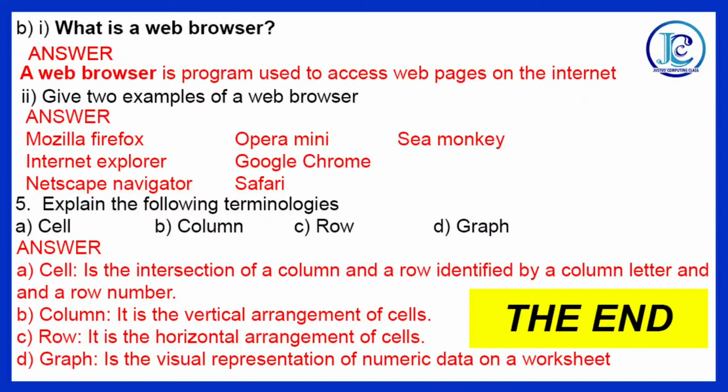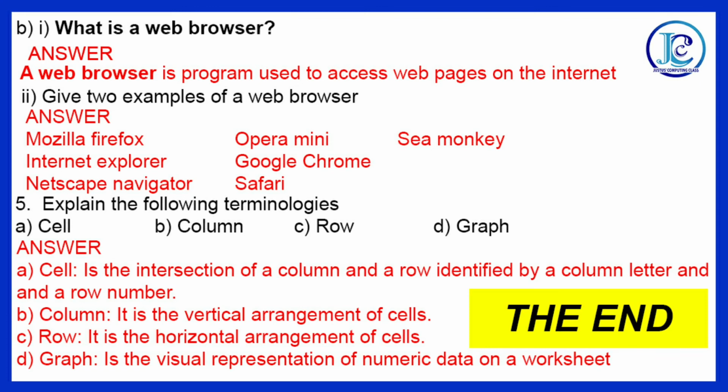Then the next question is: what is a web browser? A web browser is a program used to access web pages on the internet. So please, you can write it's an application, or it is a software, or it is a program. Any of these words used in your definition is correct. Are we okay?